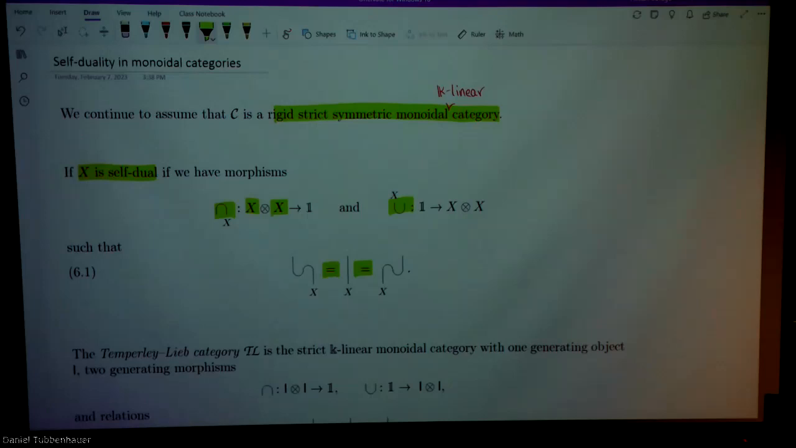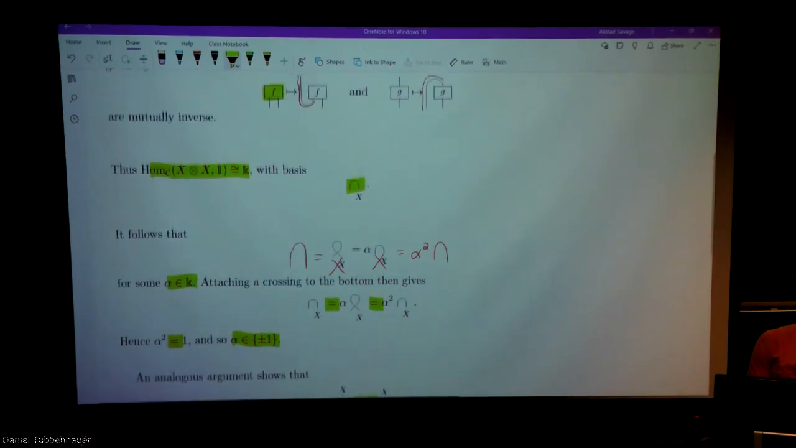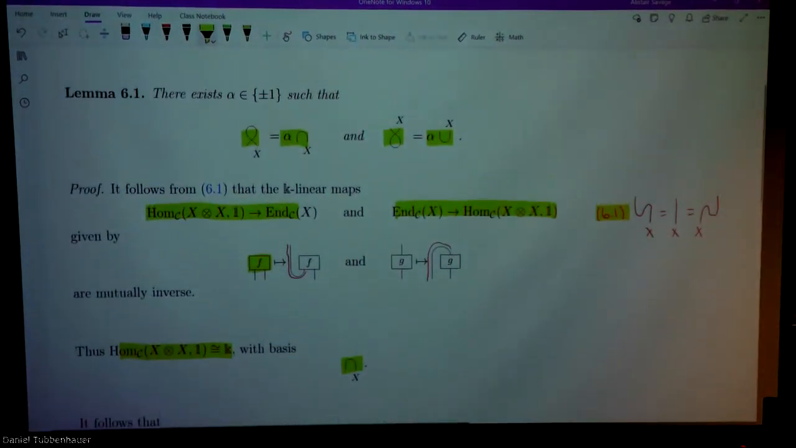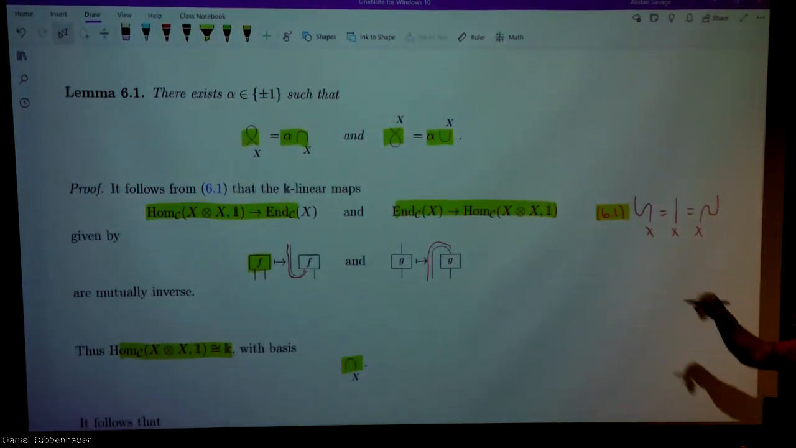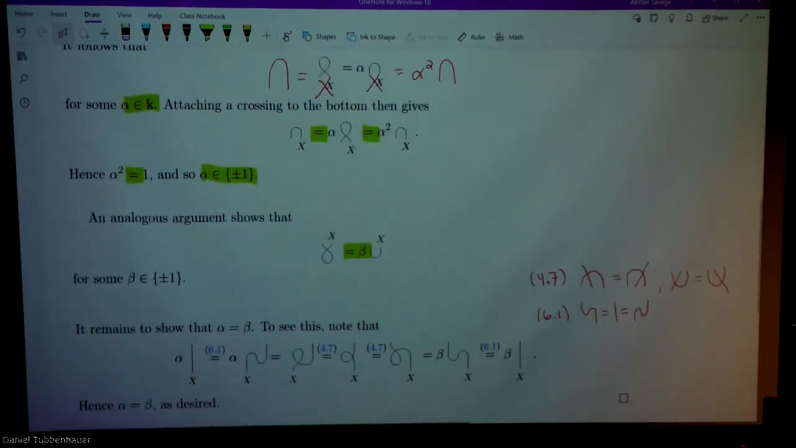Okay, and here's the diagram upside down, and that tells you that the crossing on top of a cup is plus or minus 1 times the cup. The only thing that's left to show is that these are the same constant, because if you look at the way we worded our lemma, it's the same alpha. So that's all that's left to do, and this is a little diagrammatic trick.